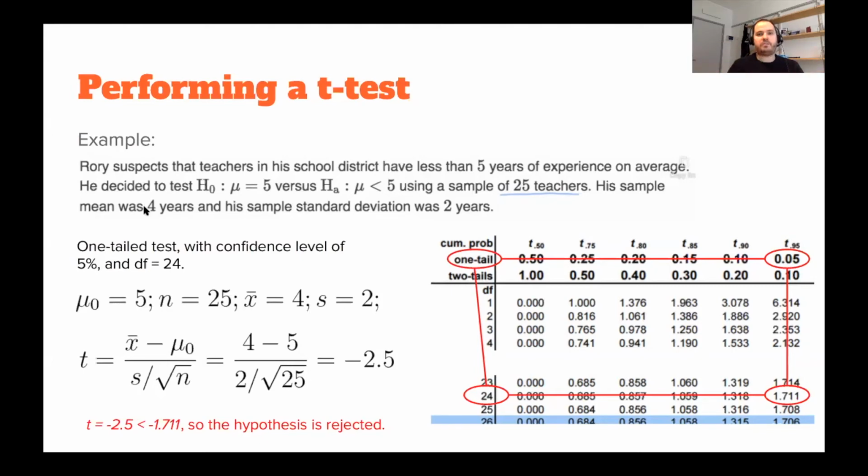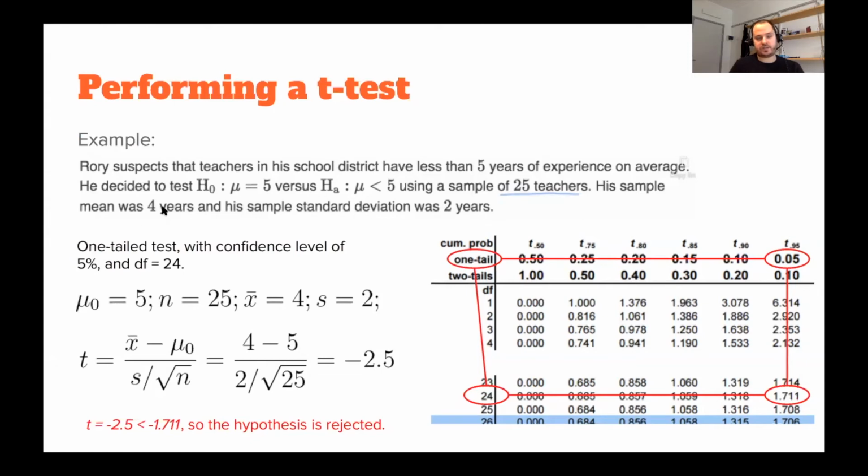As we know, the mean by itself is not enough to reject, right? You cannot just say, oh, it's 4, it's not 5, and it's less than 5, so done, right? No, because there is a lot of variation and we need to account for this variation. So we take the standard deviation. His sample standard deviation was 2 years, you see?